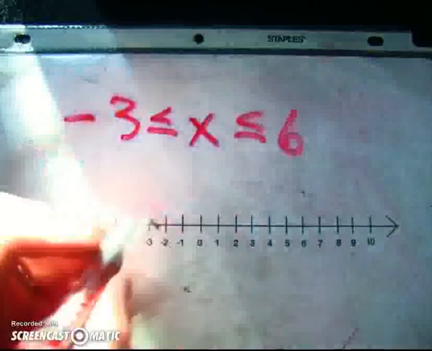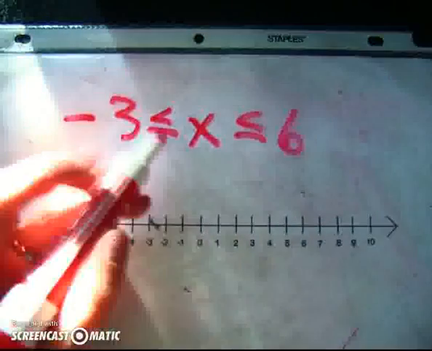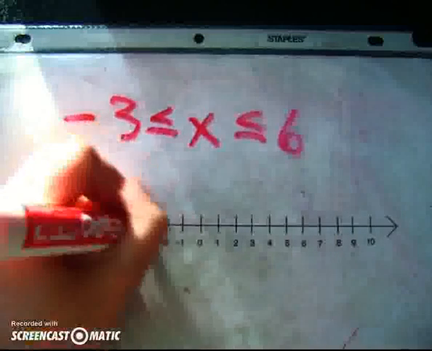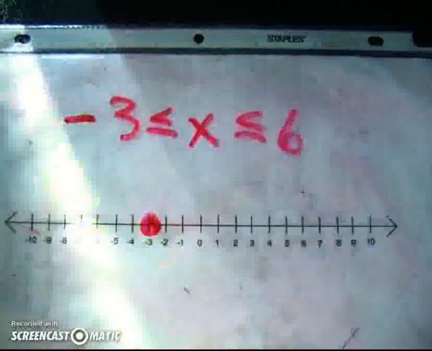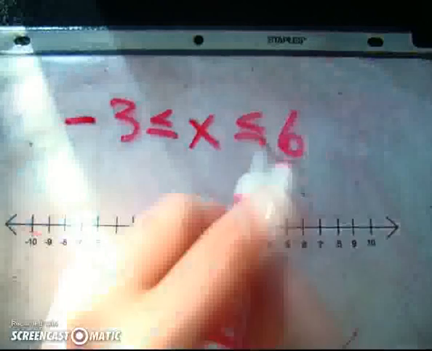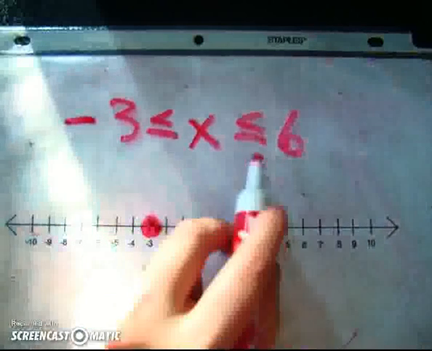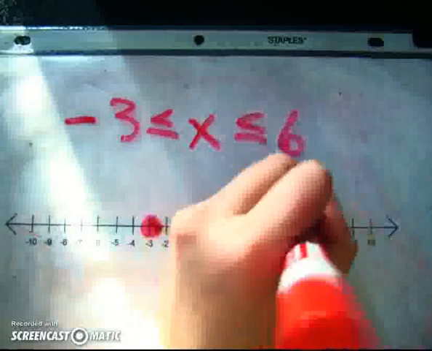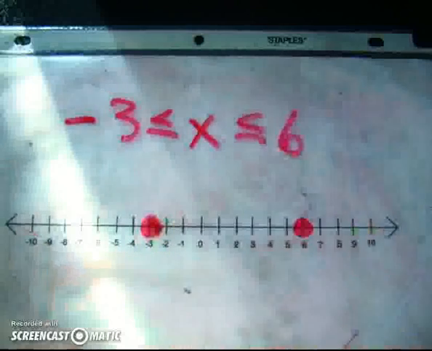So -3 is one of our boundary points. Is it included? Yes, it's included because there's an equal to there. So I'm going to go ahead and put a closed dot on -3. 6 is another one of our boundary points. Is it included? Yes, because it's an equal to. So I'm going to put a filled-in dot there.